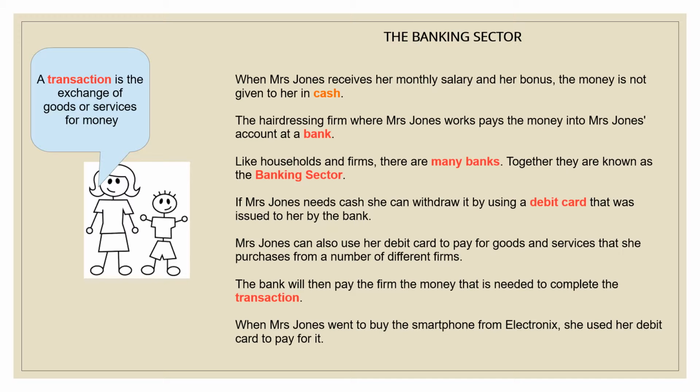Once Mrs. Jones swipes her card, she will be part of a transaction, and her bank will make sure that her money goes to the firm's bank. When Mrs. Jones buys the smartphone, she uses her debit card to pay for it. I want you to picture Mrs. Jones walking into the electronics shop and paying for the smartphone.